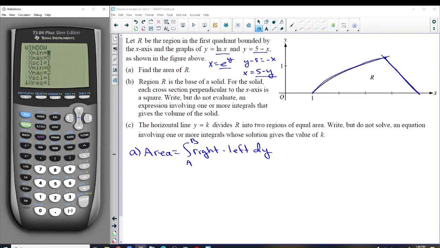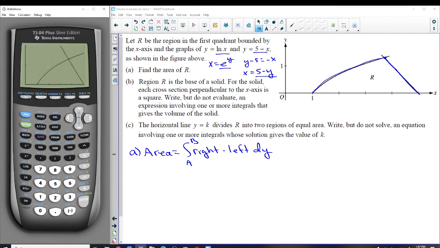The window I set to, and I kind of used the graph to guide the window, 0 to 5 seemed reasonable, and 0 to 2 seemed reasonable on the y, because it's slightly above 1, it seems like. So I'll go to 2. Now this should be fairly close to what you see on the AP problem.